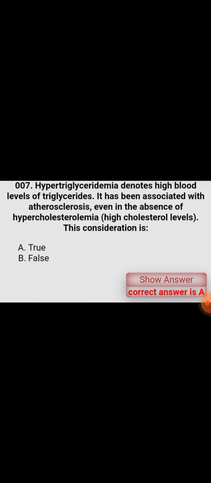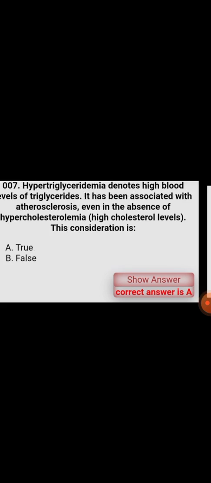Hypertriglyceridemia denotes high blood levels of triglycerides. It has been associated with atherosclerosis even in the absence of hypercholesterolemia, that is, high cholesterol levels. This consideration is true.